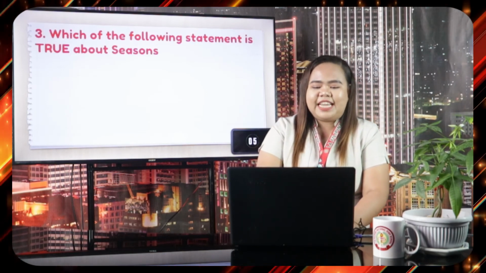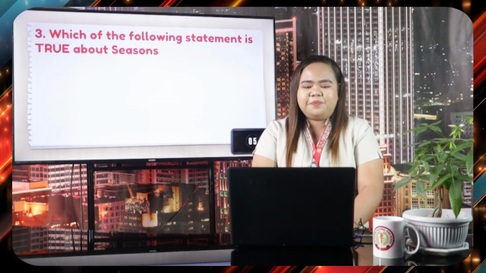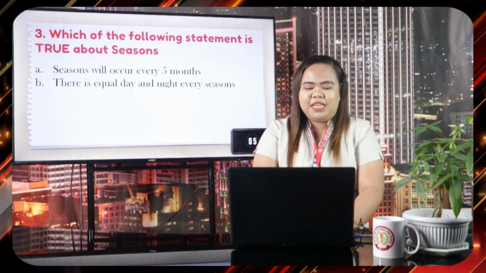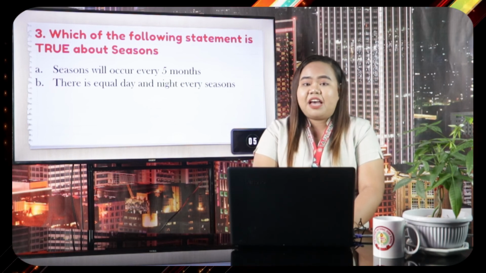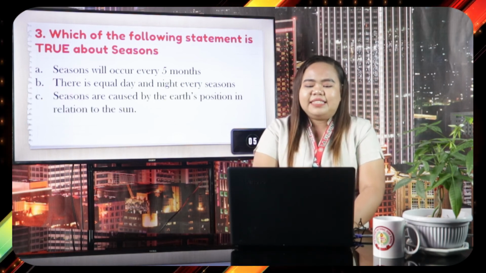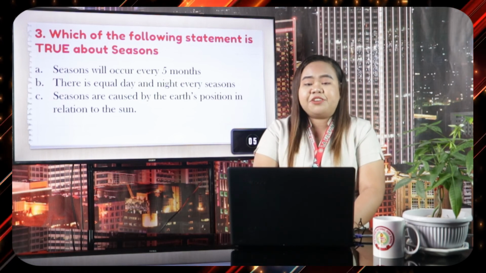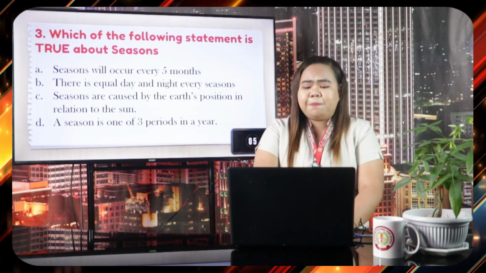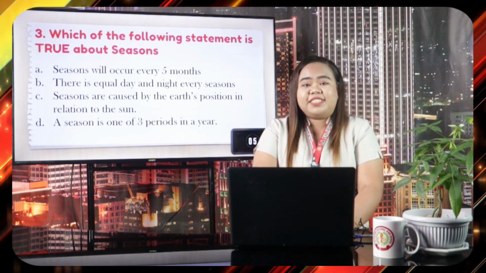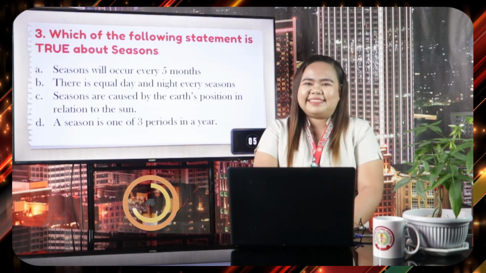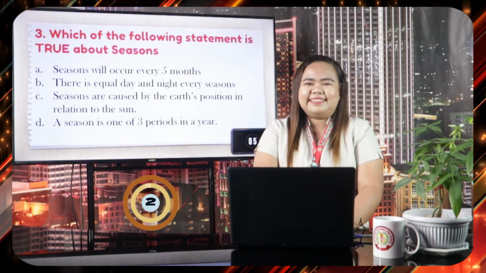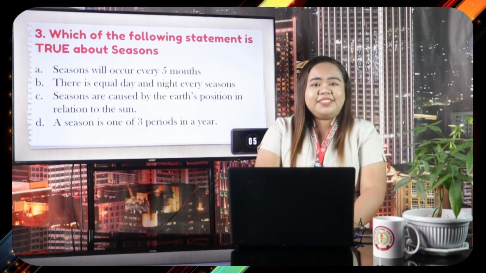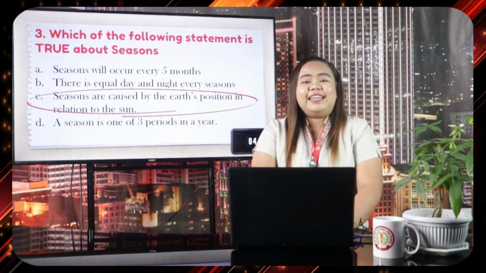Which of the following statements is true about seasons? Letter A, seasons will occur every 5 months. B, there is equal day and night every season. C, seasons are caused by the Earth's position in relation to the sun. Or letter D, a season is one of 3 periods in a year. Your 5 seconds starts now. Okay, the answer is letter C.